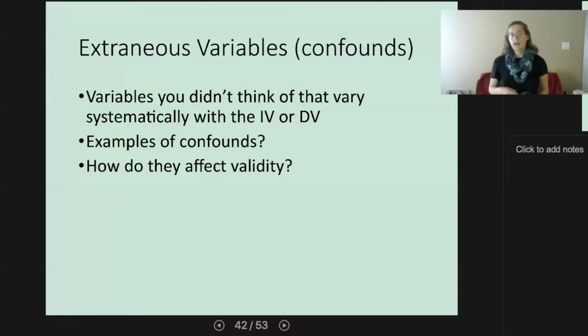And I'm going to give you a quick survey here for you to think about confounds and how they could affect validity. So that's something I want you to ponder on a little bit, answer some quick questions on. But here's a quick example I will give you.